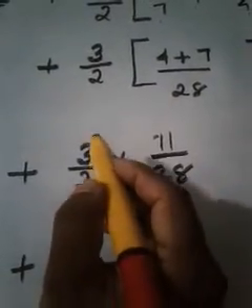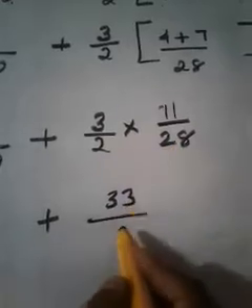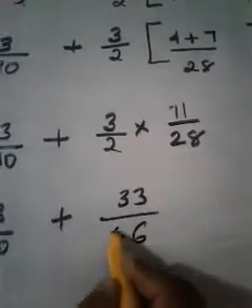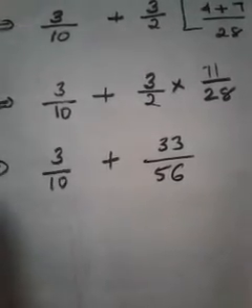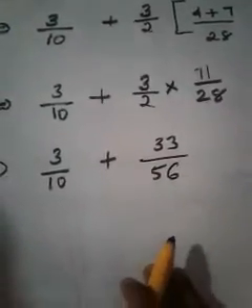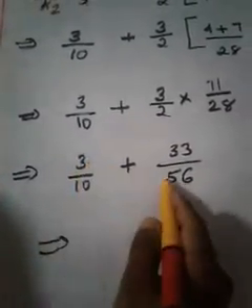When you multiply the numerator, 3 into 11 is 33, and what is 2 into 28? 2 into 28 is nothing but 56. You may have understood. Okay, then what can we do here? If you want, you can use the LCM method. At that time you have to calculate the LCM of 10 and 56. Otherwise again cross multiplication. That means 3 into 56.